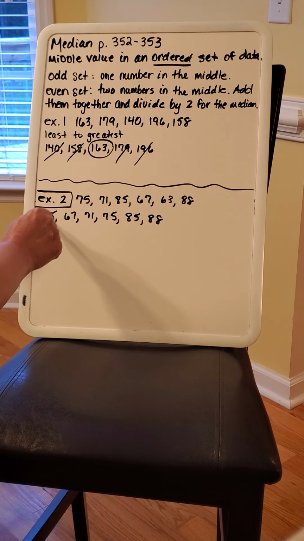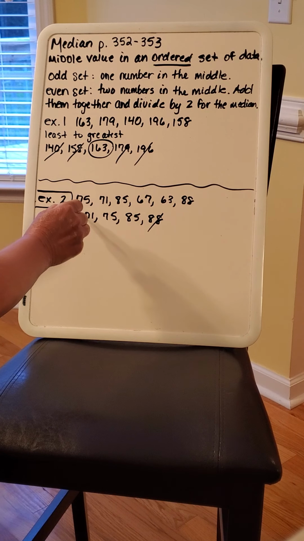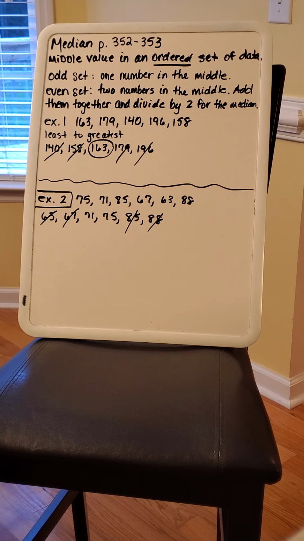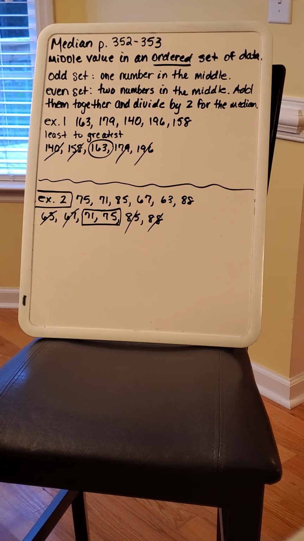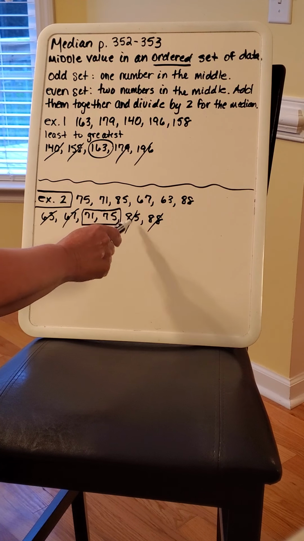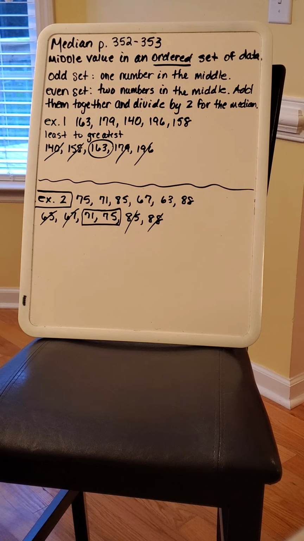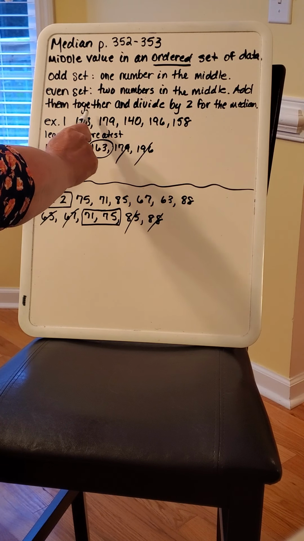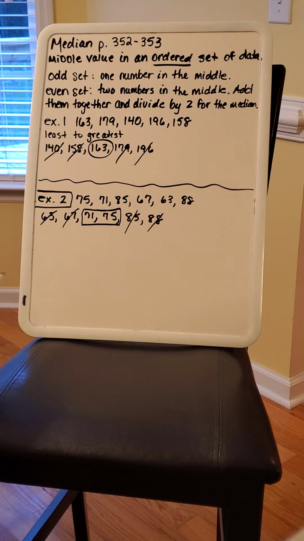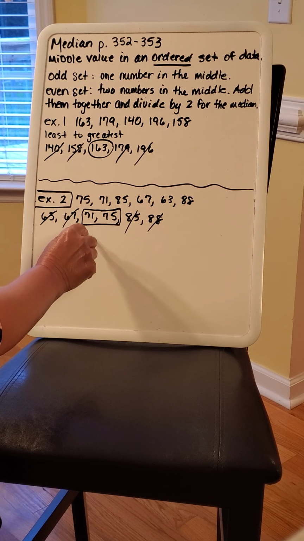So I can cancel the ends. I can cancel the next set. Here, if I cancel this set, I don't have anything left, so I can't do that. So you'll notice there are 2 numbers in the middle. So I knew this was going to be 2 numbers in the middle because there are 1, 2, 3, 4, 5, 6 numbers here. That's an even set. So when you have an even set, there's going to be 2 numbers in the middle. You're going to add them together and divide them by 2. That will give you your median.